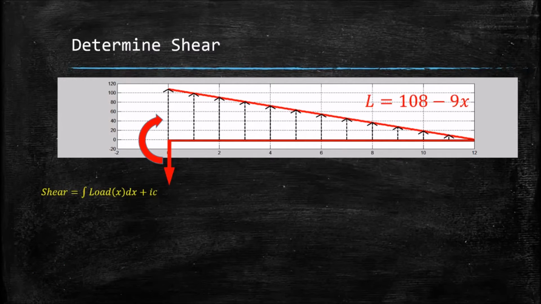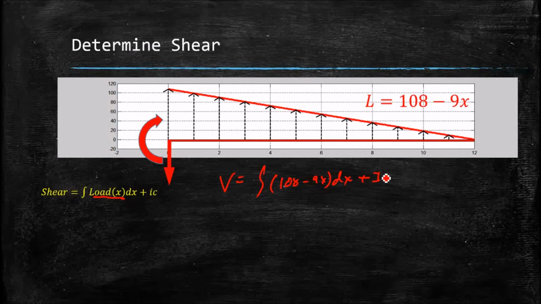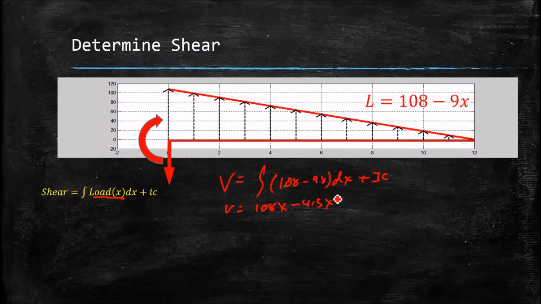Now, I said that the shear is the integral of the load as a function of x plus the initial conditions. So if I write that out, I can say that the shear load is equal to the integral of 108 minus 9x dx plus an initial condition. And the initial condition comes from the loading at x equals 0. If I do the integration, I get v equals 108x minus 4.5x squared plus initial condition.